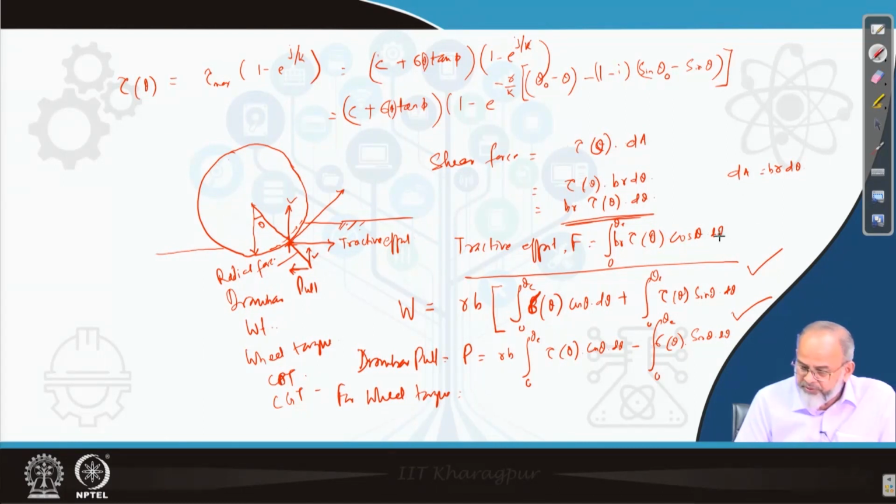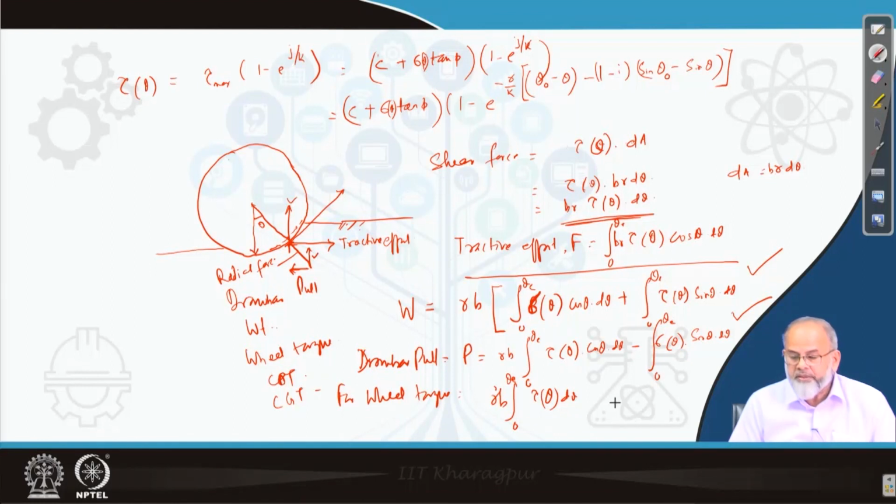So, tractive effort, your thrust force, is R B integral 0 to theta e of tau theta d theta into R. This R I will take out, so it becomes R square B d theta. So, these are the expressions which you can calculate. The only thing which we need to know is the distribution of shear stress and the distribution of normal stress. Then only you can find out the shear force, the pull which is developed, and the vertical load which is acting.